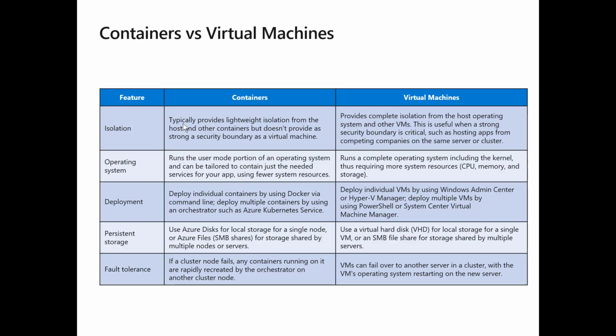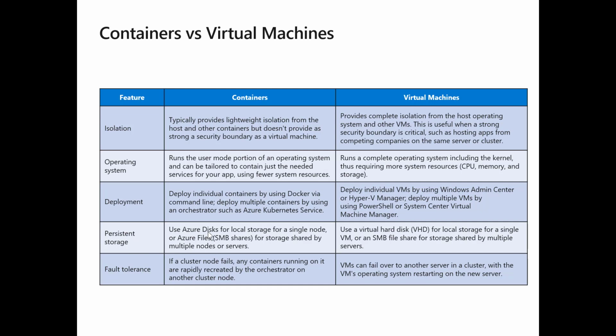The difference between containers versus virtual machines. Containers provide a very lightweight isolation and do not provide a very strong security boundary, while virtual machines provide a complete isolation and very strong security boundary. For containers to run, we only need a user mode portion of the operating system and some fewer apps, fewer resources. But when it comes to virtual machines, you require a full operating system along with CPU, memory, and storage. We can deploy containers with the help of Docker CLI, or we can use Kubernetes Orchestrator if you are deploying multiple containers together. Virtual machines can be deployed with the help of PowerShell, Hyper-V Manager, System Center Virtual Machine Manager, or Windows Admin Center.